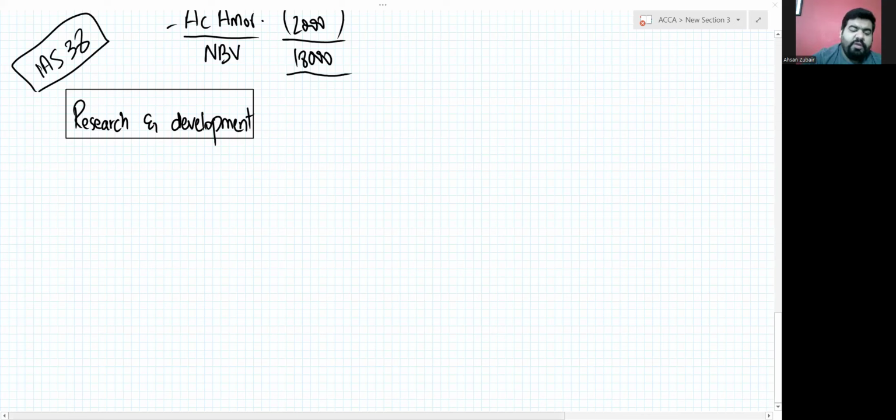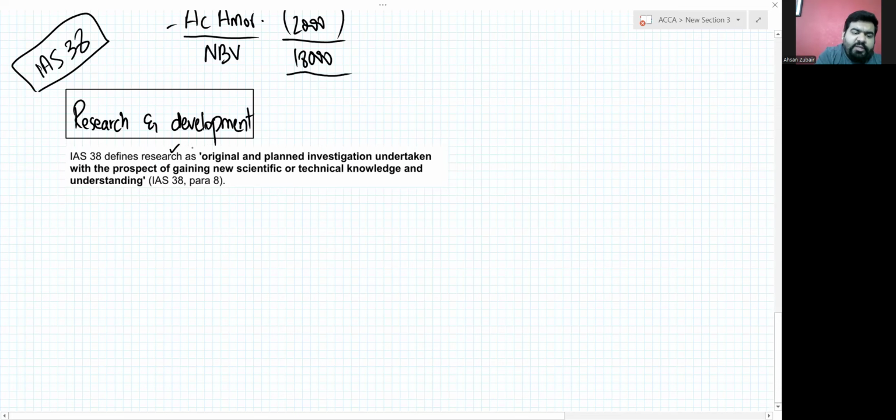IAS 38 defines research as original and planned investigation undertaken with the prospect of gaining new scientific or technical knowledge and understanding. If we talk about general examples, research is something where we focus on things that can help make your business better. But according to the standard, there is a proper definition: original and planned investigation undertaken with the prospect of gaining new scientific or technical knowledge and understanding. This is the definition of research.